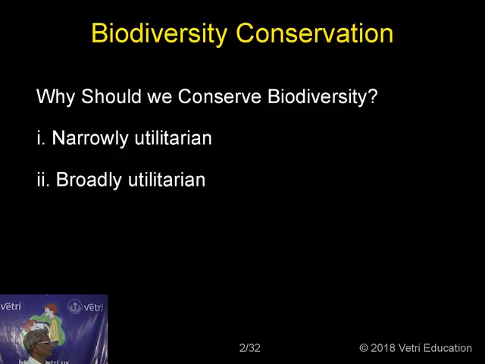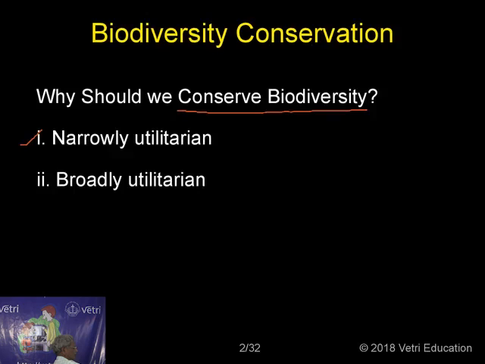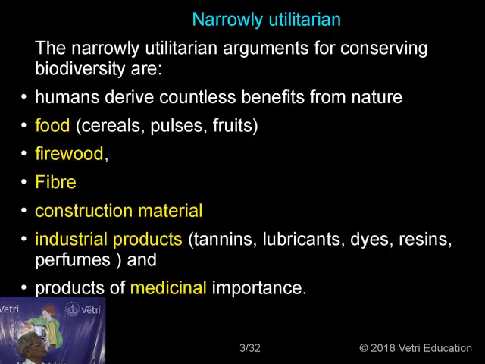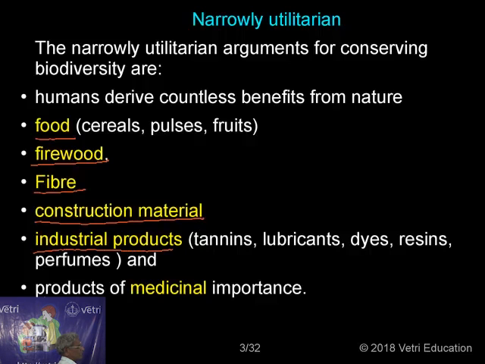As I was telling you, we have to conserve the biodiversity because of these two reasons: narrow utilitarian value and broad utilitarian value. What is a narrow utilitarian value? See, the people arguing for the narrowly utilitarian value say that humans derive countless benefits from nature. They derive the benefits from nature in the form of food, firewood, fiber, construction materials, and then industrial products, which are tannins, lubricants, dyes, resins, perfumes, etc.